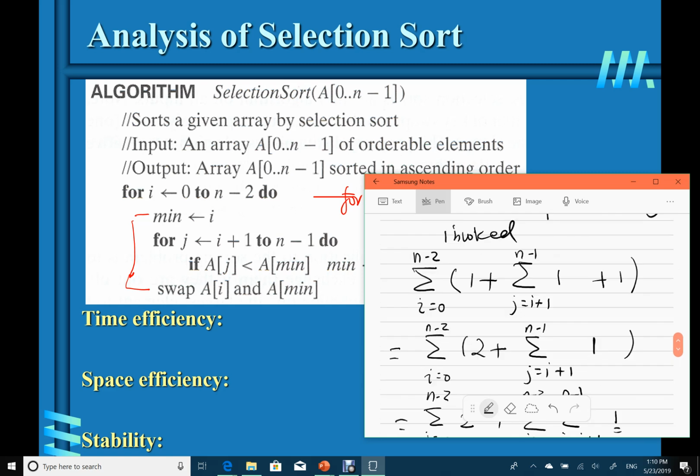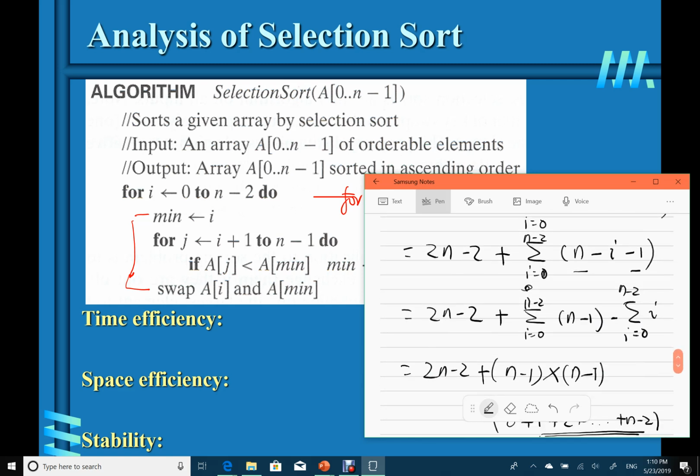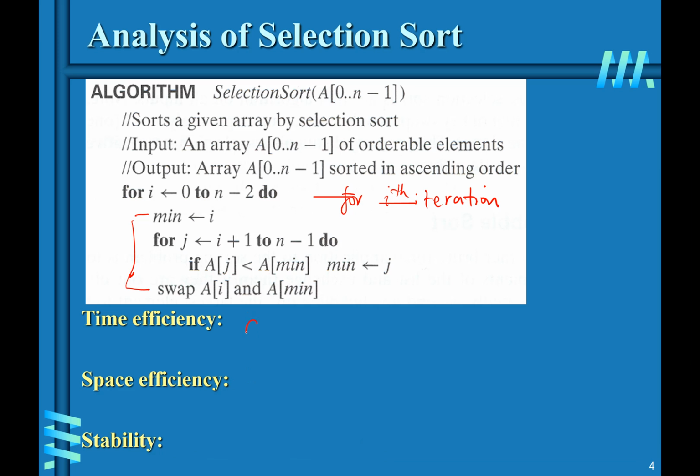Okay, that's good. And then the space efficiency, in this case we only need to have an array. Let's write it down here. The time is n squared, and the space is O(n), right?